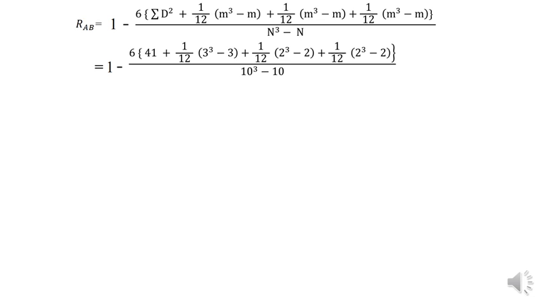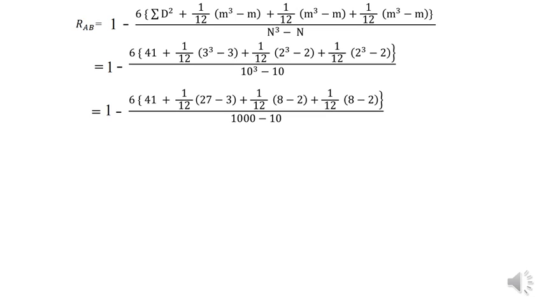10 numbers are given. Therefore, 10 cube minus 10. So 6 into 41. I have explained this. Then simplify using your mathematical skill. 1 minus 6 into 41 plus 1 by 12 into 3 cube minus 3, that is 3 into 3 into 3, 27 minus 3. 2 cube minus 2, 2 into 2 into 2, 8 minus 2. 2 cube again, 8 minus 2, divided by 10 cube, that means 10 into 10 into 10, 1000 minus 10.